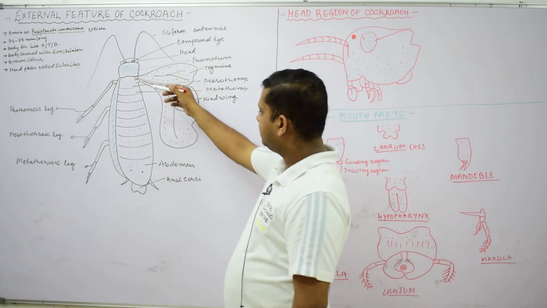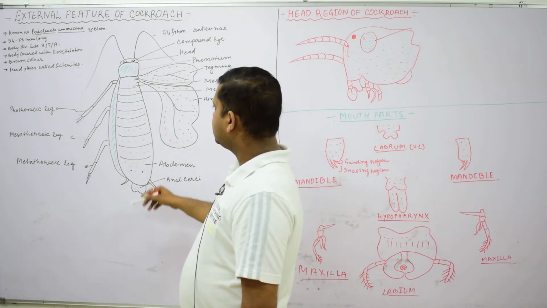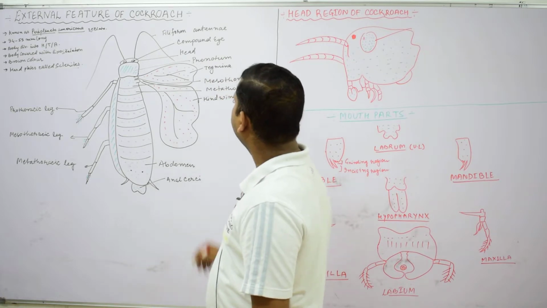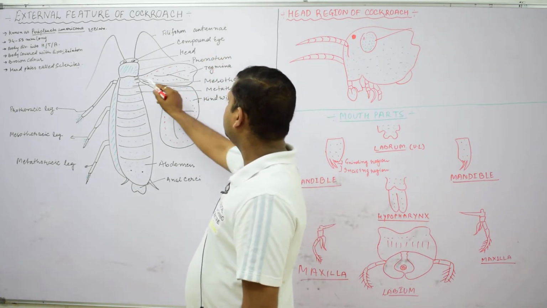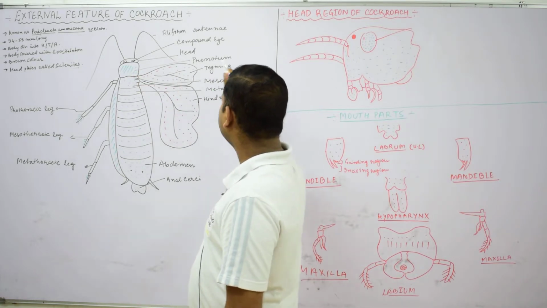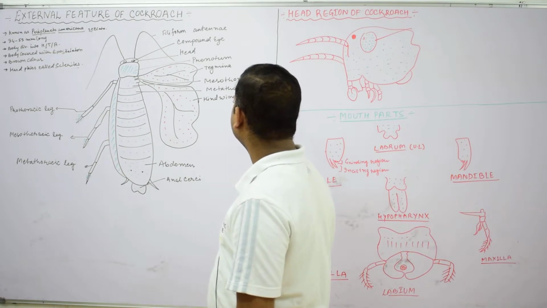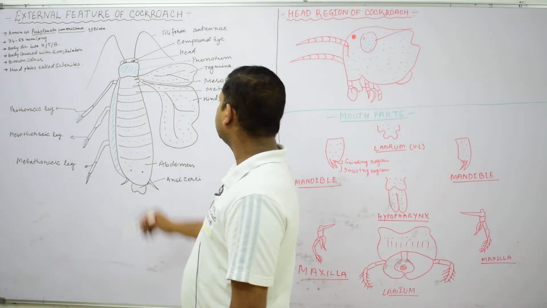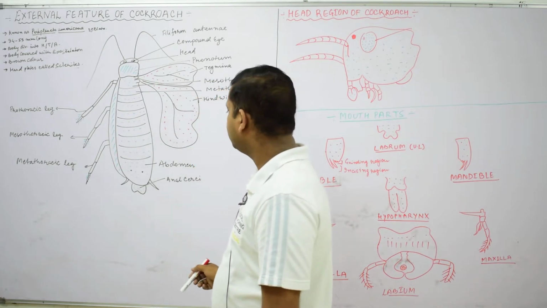They have 10 segments which are made by chitin, sclerites. In the head region we can see one pair of filiform antennae and compound eyes. The first region, as I told you, is the prothorax, and the first wing is known as tegmina. Then the second segment is known as mesothorax and this is metathorax. The hind wing is prominent, which facilitates the animal to fly.